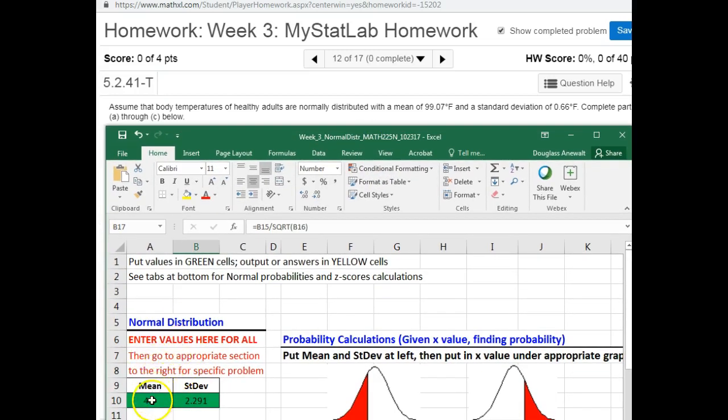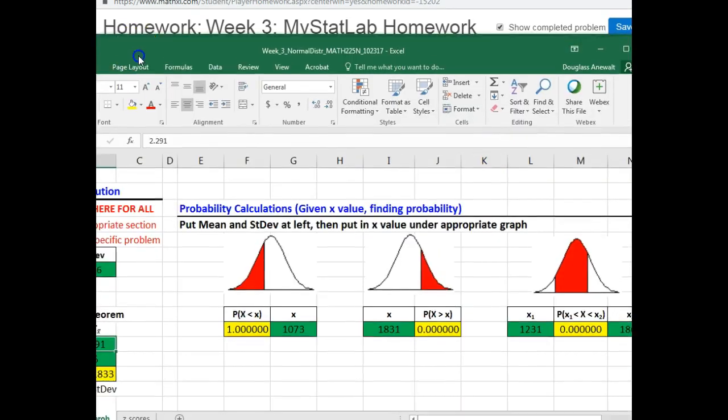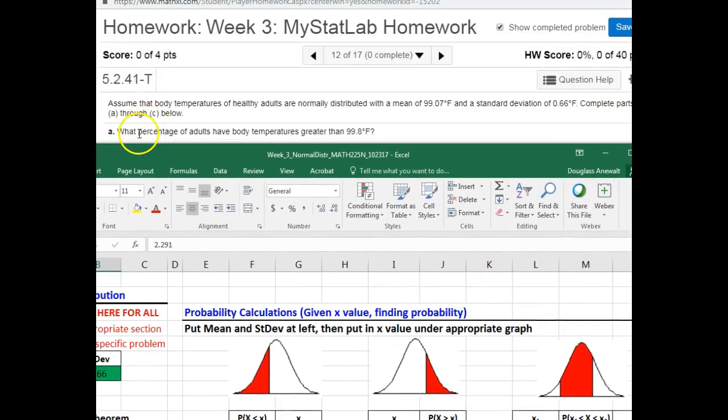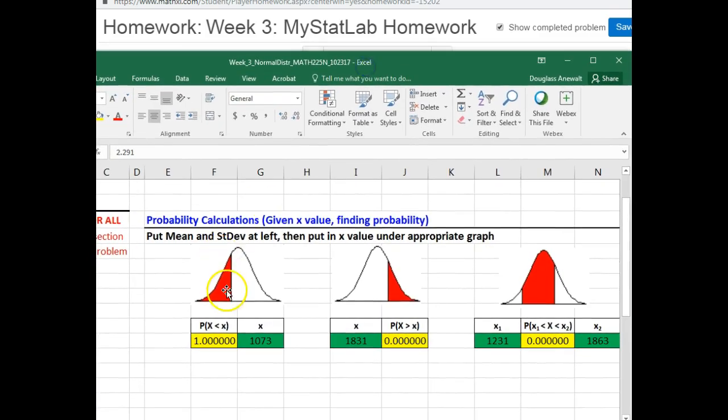So here's where we want to enter our values for the mean and the standard deviation. For this distribution, I'm using these values that were listed up here in the directions for the mean and the standard deviation. And then for this particular problem, we're looking for the percentage of adults that have a body temperature greater than a certain amount. And so in the spreadsheet, there's 3 different situations we could look at. And the shaded in part in red here is illustrating those situations.